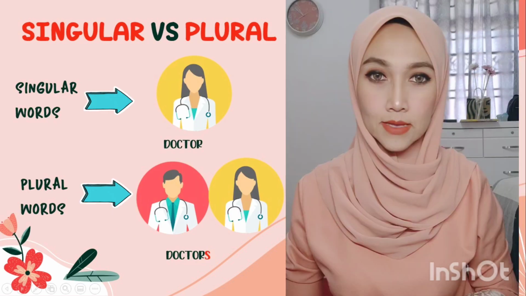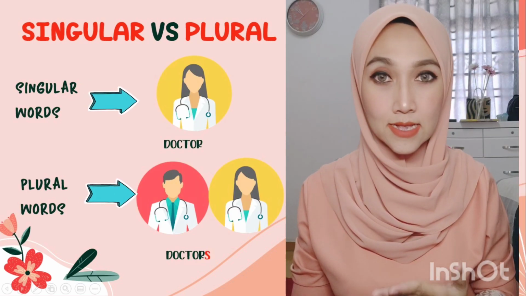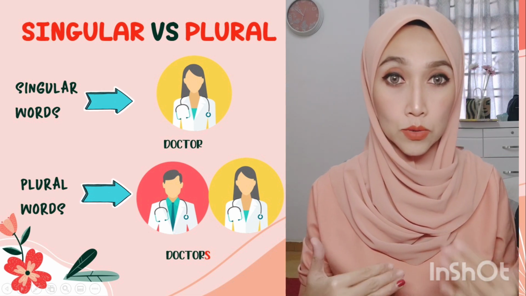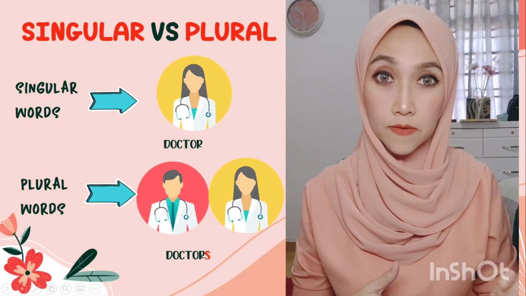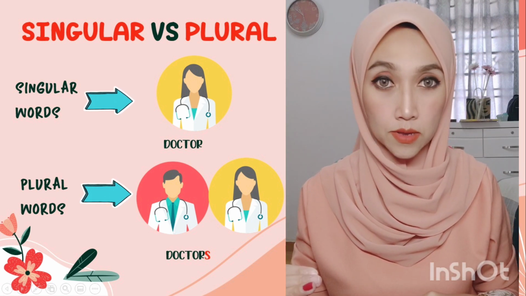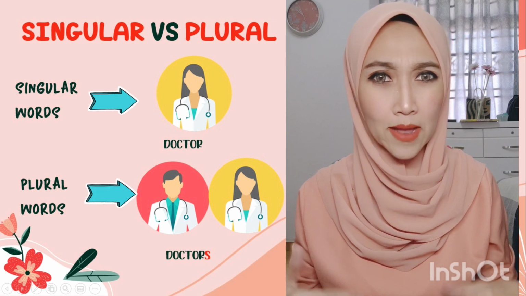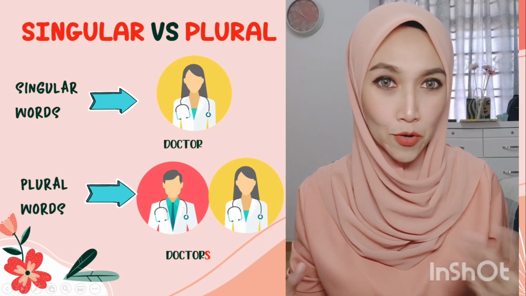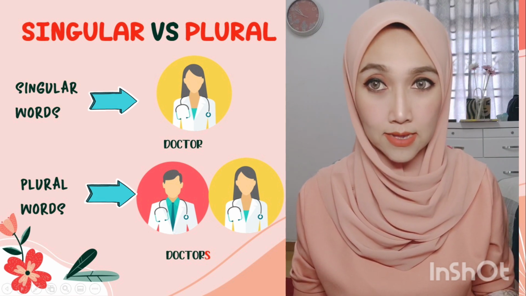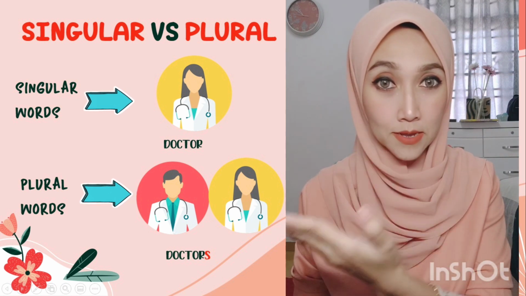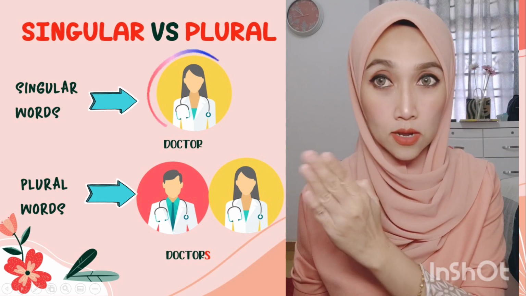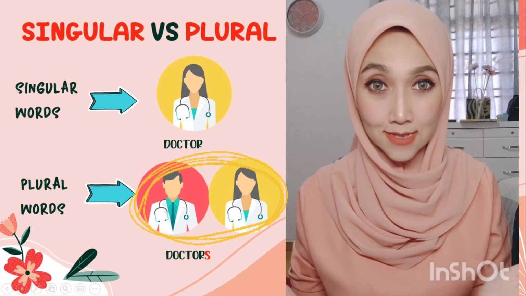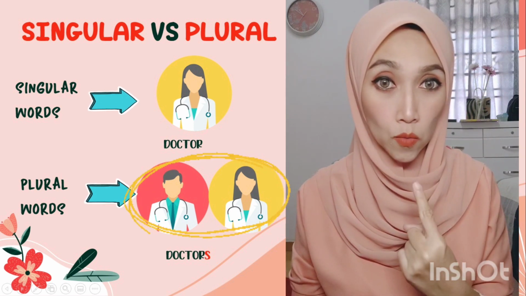Okay, refer to this slide. This is the examples. Singular versus plural. How we're going to use the S apostrophe and apostrophe S just now. Singular words. What is singular words? How many times have I been repeating these things, like 1,000 times or more than that. Singular words are like one. For example, doctor. Only one doctor there. And plural words will be doctors, more than one doctor.